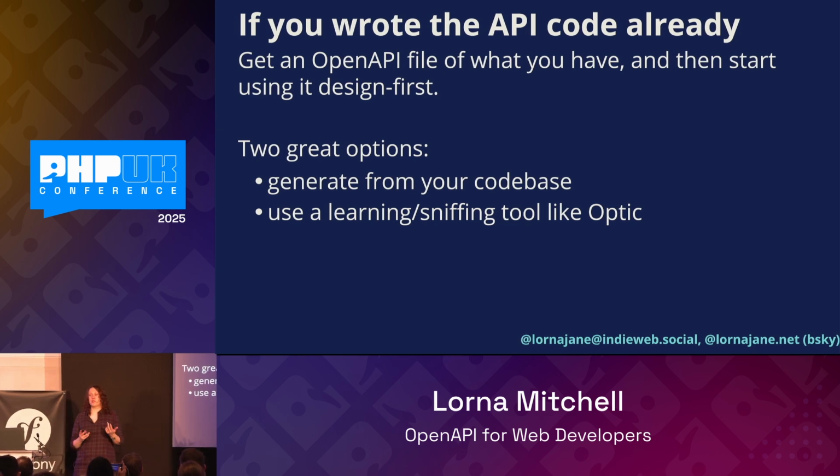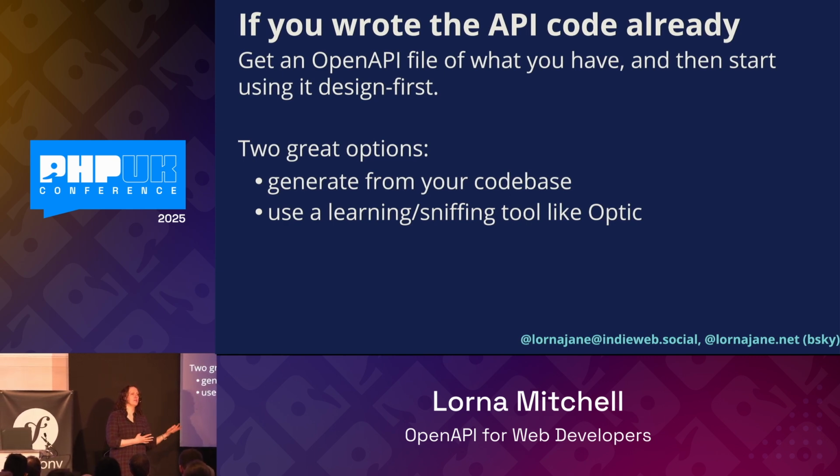Two really good options to start with. One is you can generate, depending on your code base, an OpenAPI description from your code. This won't give you everything you need, but it can give you a really good structure that you can then go ahead and write the rest of the OpenAPI description and switch over to a design-first workflow. So that's a good starting point.